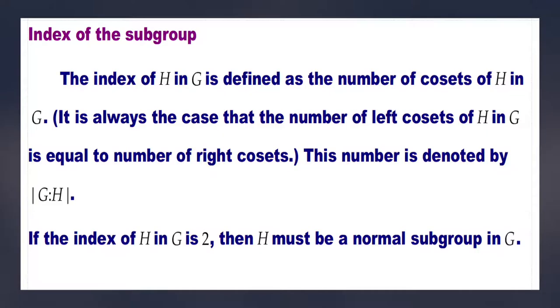Now we are going to learn about the number of cosets, in the name of index, that is the index of the subgroup. The index of H in G is defined as the number of cosets of H in G. It is always the case that the number of left cosets of H in G is equal to the number of right cosets. This number is denoted by [G:H], which means the index of H in G. If the index of H in G is 2, then H must be a normal subgroup of G.